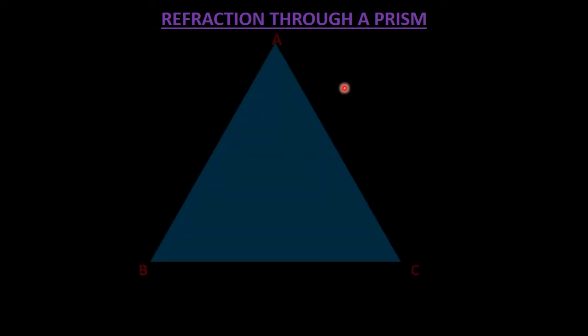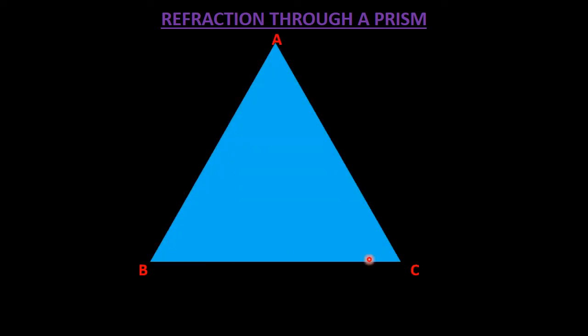Now let us discuss how a ray of light changes its path after passing through a prism. So first let us draw a prism. This ABC represents a prism, and we consider a ray of light incident on the side AB of the prism. So this PQ represents the incident ray. The first refraction occurs here, where a ray of light is traveling from rarer medium to denser medium.